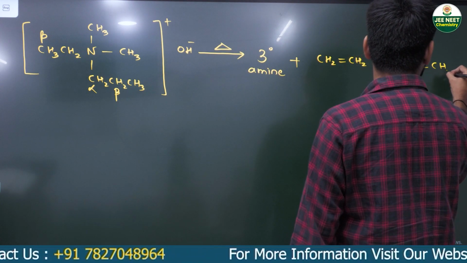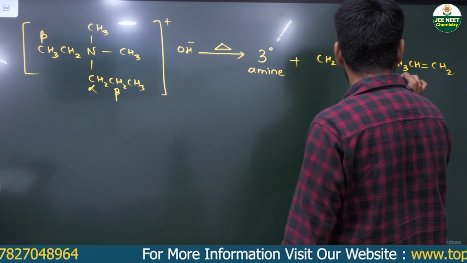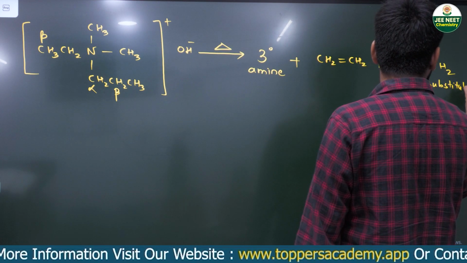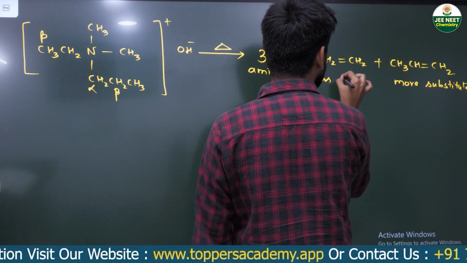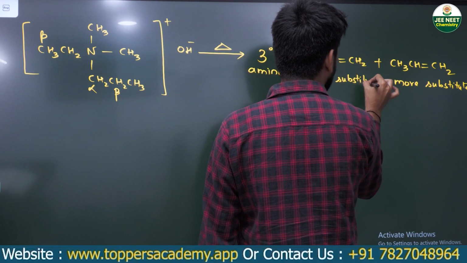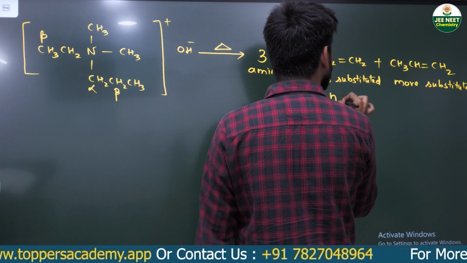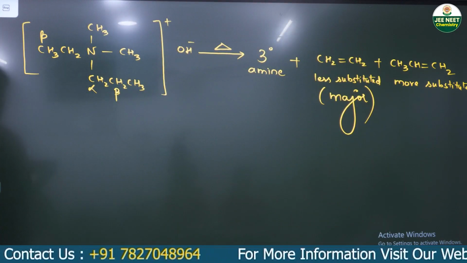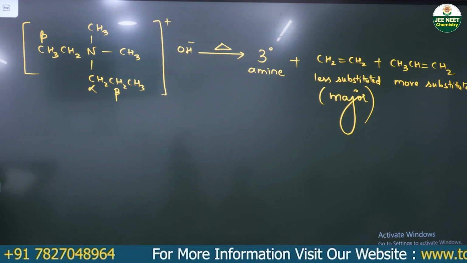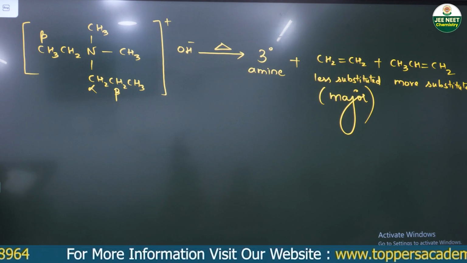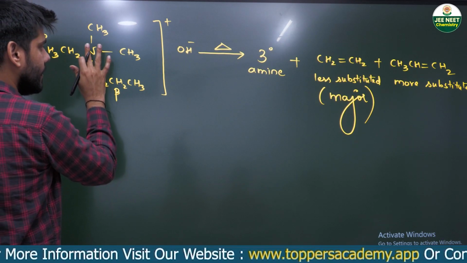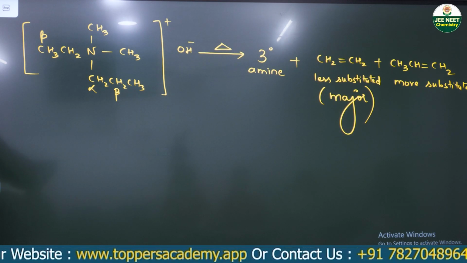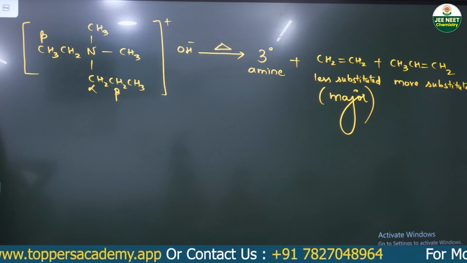So you are saying this is the major product. This is your more substituted, and this is your less substituted. Now what is the Hoffman alkene? The less substituted. So less substituted is the major product. This is what Hoffman elimination is. I hope this is clear. So 3 degree amine you will definitely get, but I just want to know about the alkenes. Tell me this point is clear. Yes.